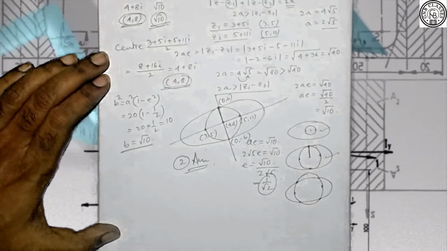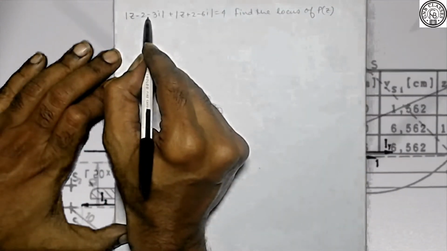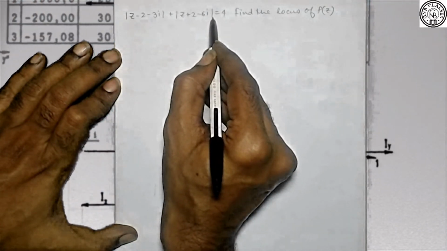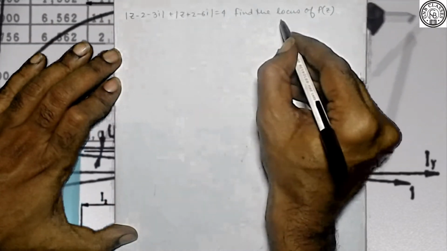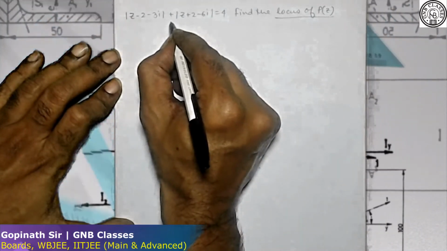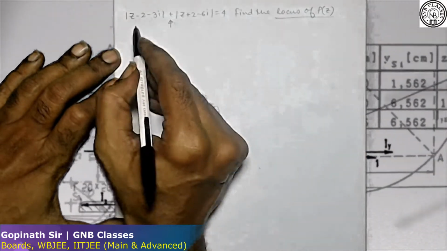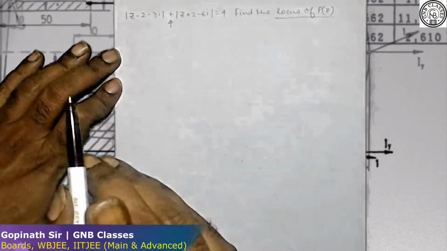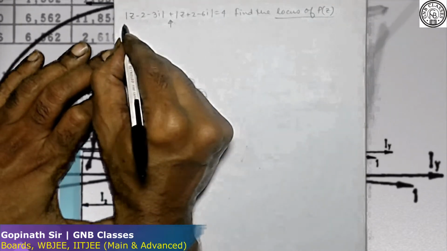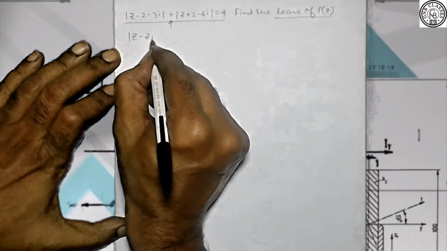Okay. Now let me move on to another problem. See this problem: mod of z minus 2 minus 3 iota plus mod of z plus 2 minus 6 iota equals 4. Find the locus of the point P. Whenever I see a plus sign between two distances, we will first think about an ellipse, as I told you. If it represents an ellipse, then what is the format?